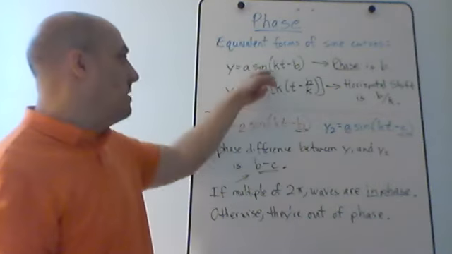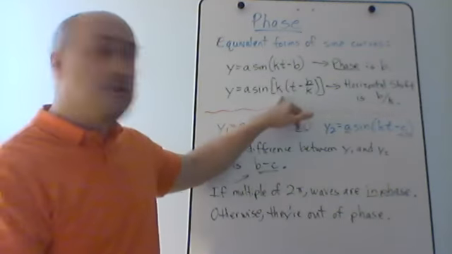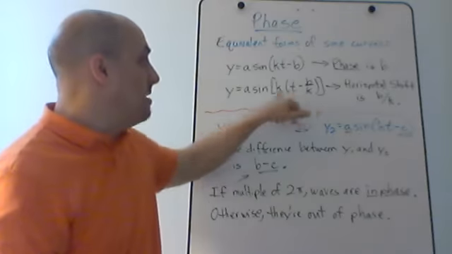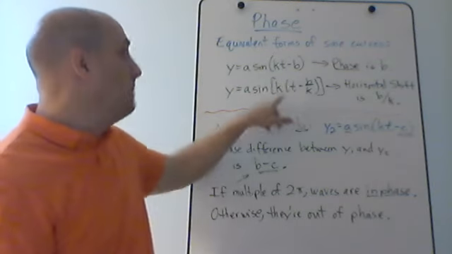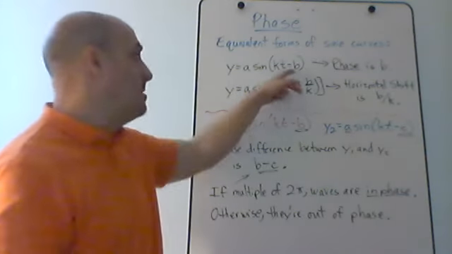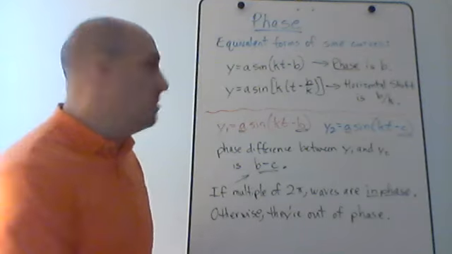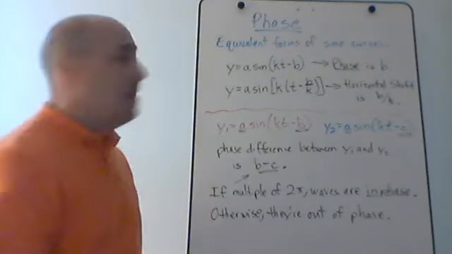And if you're not sure that these two are equivalent forms, start with the second one. If you just distribute that k into the parentheses here, you get k times t, which we had up here. When you do k times b over k, the k's cancel out, you just get minus b, which is also what you had up there. Right? So that's a quick way to confirm that those two are equivalent forms of a sine curve.